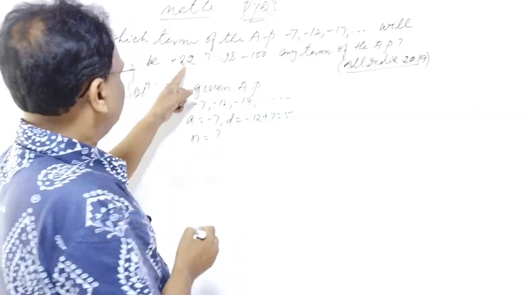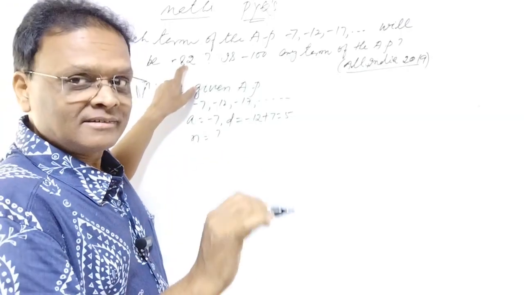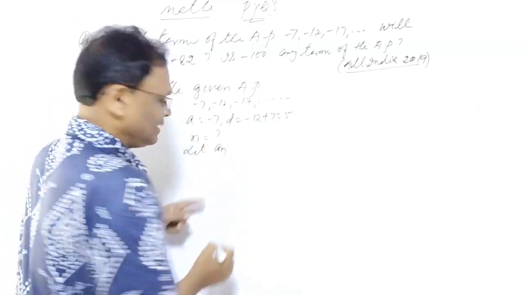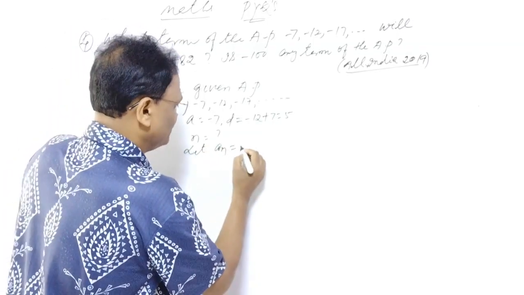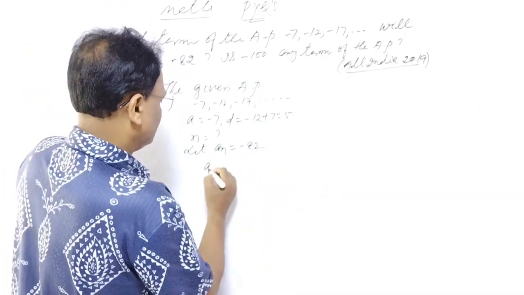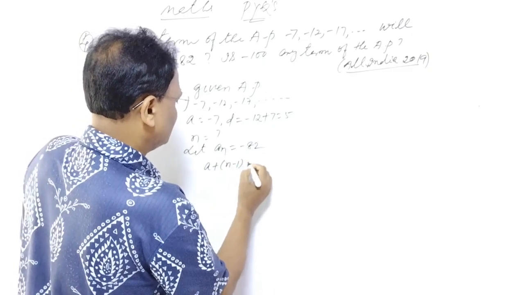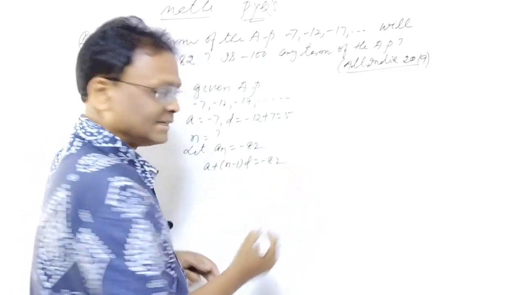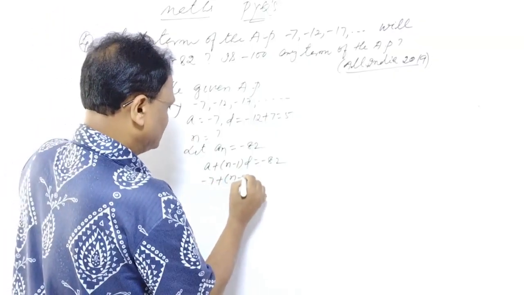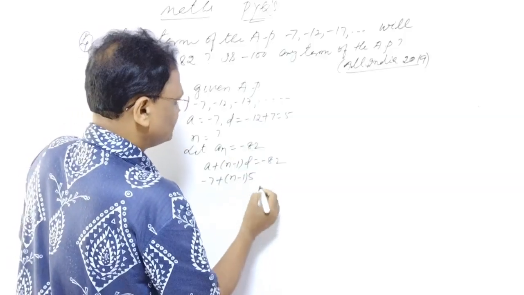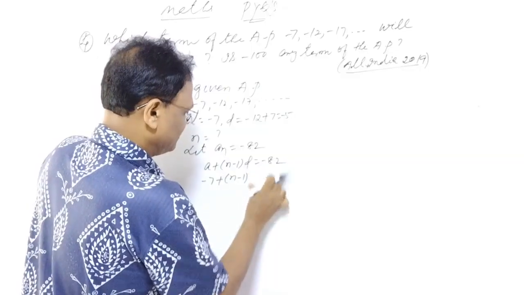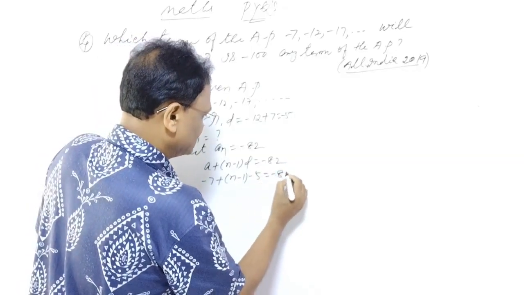Now which term will be minus 82? Let the nth term be minus 82. Just apply the formula and get the answer. The nth term is A plus n minus 1 into D, which is equal to minus 82. A is minus 7 plus n minus 1 into D, and D is minus 5, equal to minus 82.